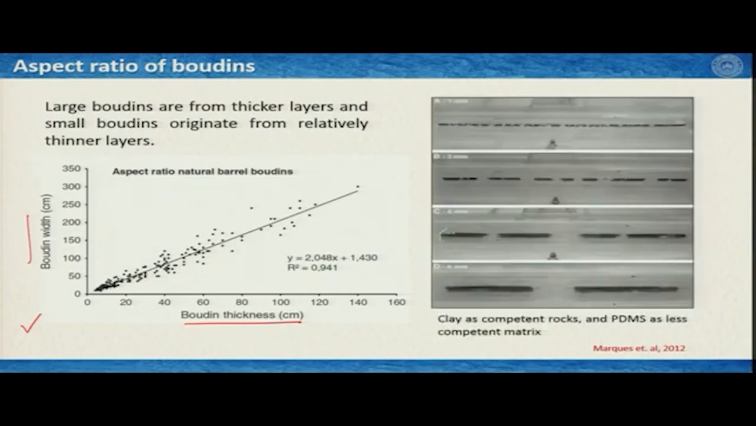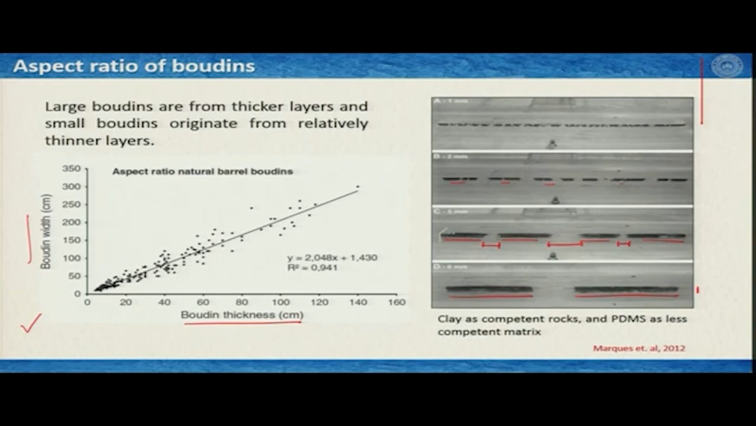We have seen this image in the last lecture, but what we see here is that this is a thicker layer and this is a much thinner layer, and with this thicker layer we have large boudins, and with the thinner layer we are slowly increasing the number of boudins. Now, you can also see one more very important thing, we will see this also in the illustration, that the gap between these two is smaller than this gap.